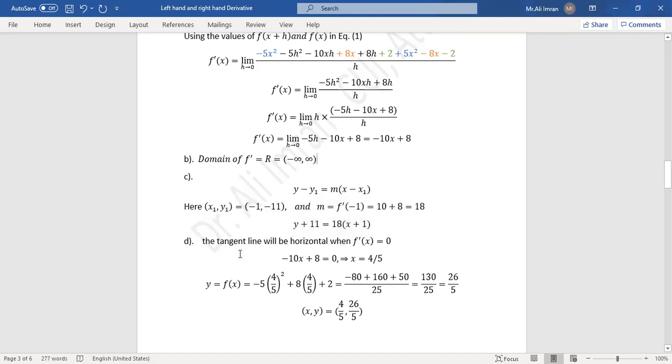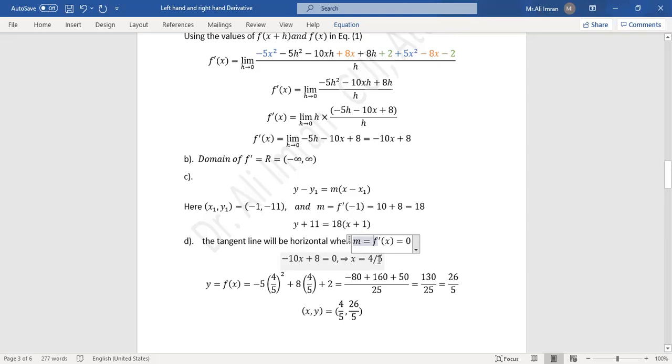In the D part, we have to find the situation when the tangent line will be horizontal. When the tangent line is horizontal, its slope will be equal to 0. We have denoted the slope with derivative. M is equal to f prime of x is equal to 0. Slope will be 0. So f prime of x is equal to minus 10x plus 8 is equal to 0. From here we can find the value of x is equal to 4 by 5.